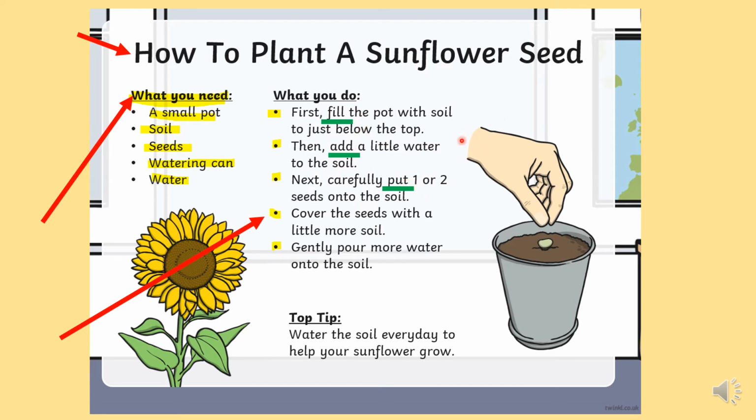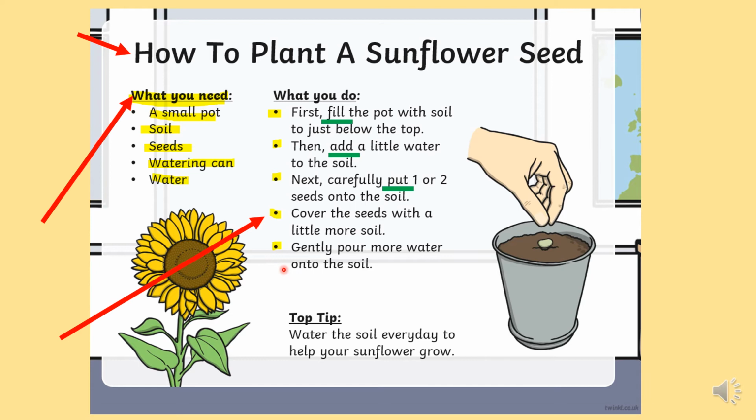I've underlined another word here, add. And another one, put. So fill, add, and put. These words are called verbs, and verbs are bossy words. They are words that tell us what to do, like the words kick or push or write. They tell us exactly what to do, and that's very helpful in a set of instructions because we need to be told exactly what to do so that we can follow these instructions.